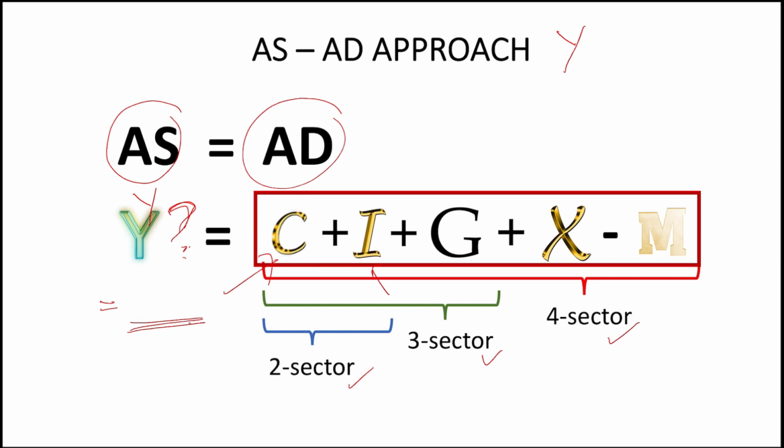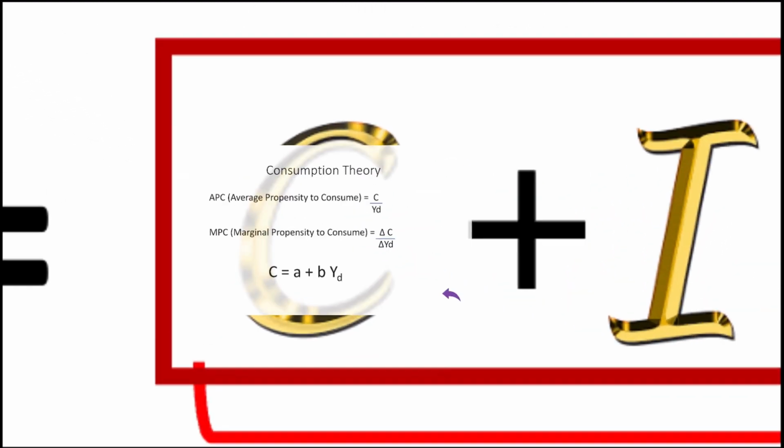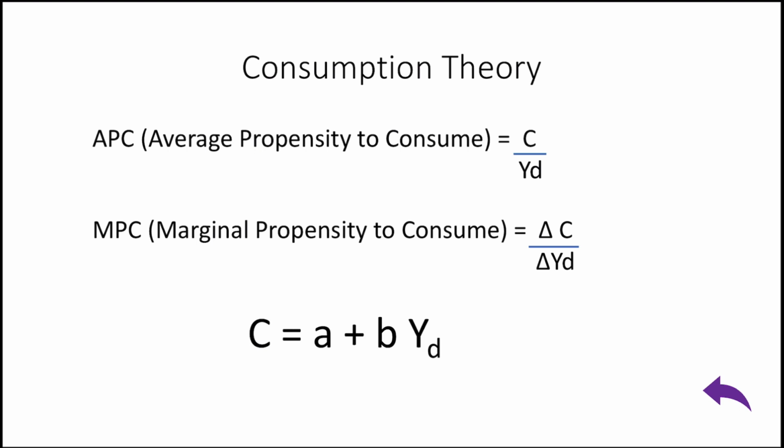Alright, so for these components C plus I plus G plus X minus M, we have the consumption theory. For the consumption theory, we have average propensity to consume. How to get that? C divided by disposable income. YD is disposable income. So to find YD, Y minus tax, we will have YD.